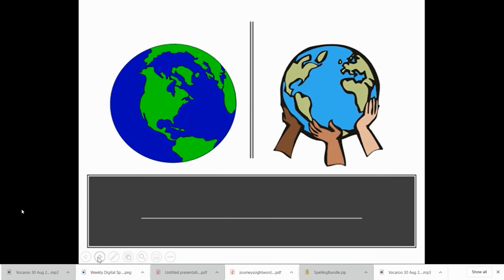What do we notice? Well, on the left, we see a globe or the world, and on the right, we see a globe with some hands holding it up. Both pictures show what? A globe, or maybe the world, the earth. Those are both pictures of the earth. So what could our vocabulary word be? Talk it over with your partner if you have one.